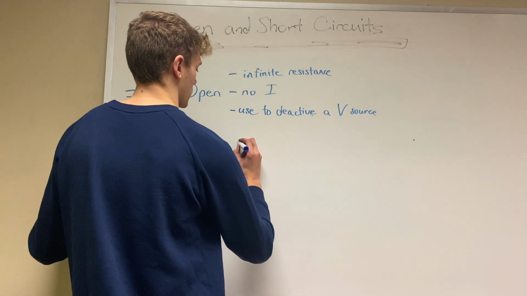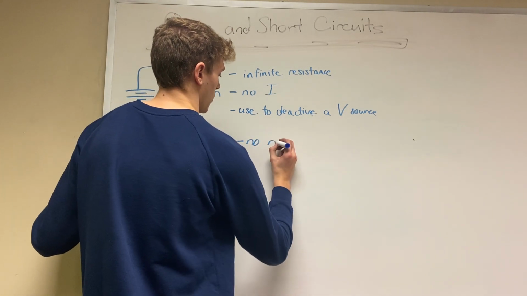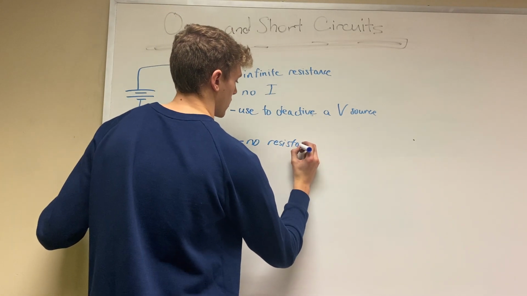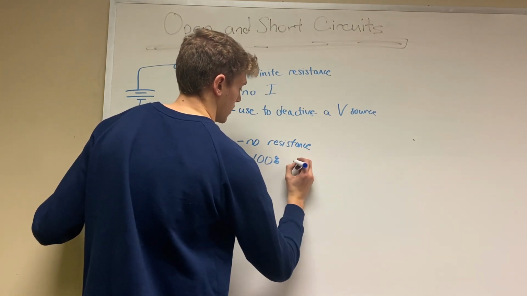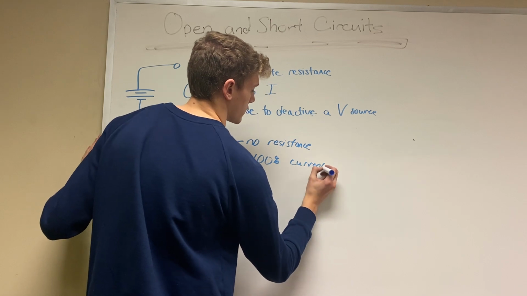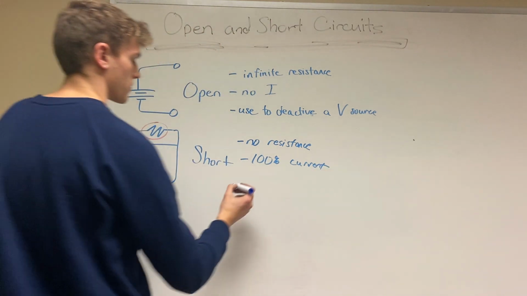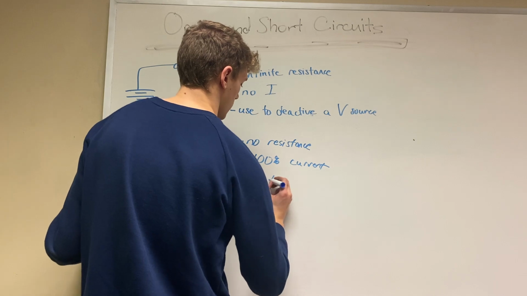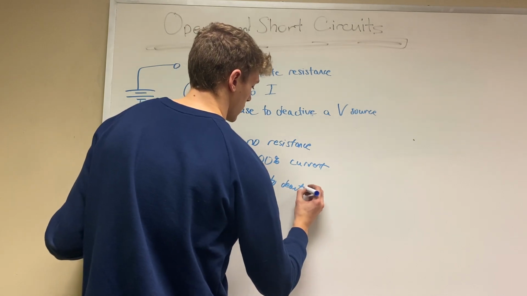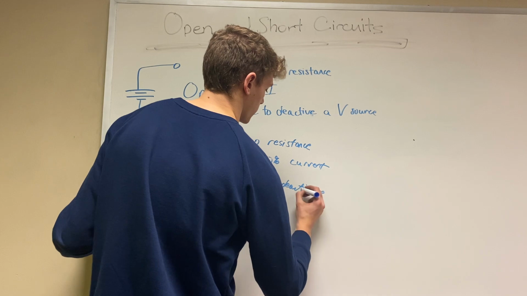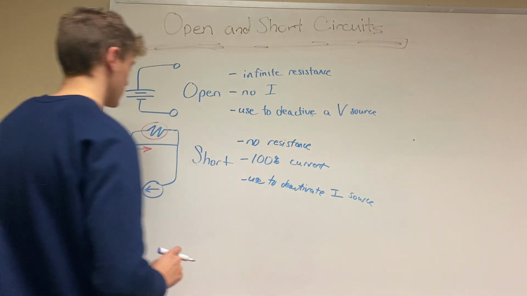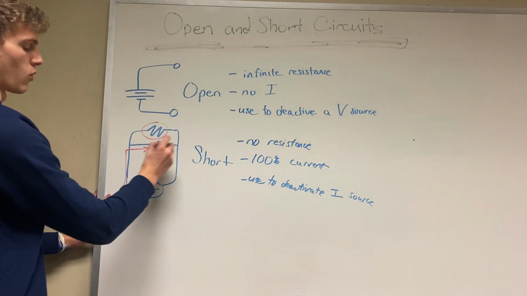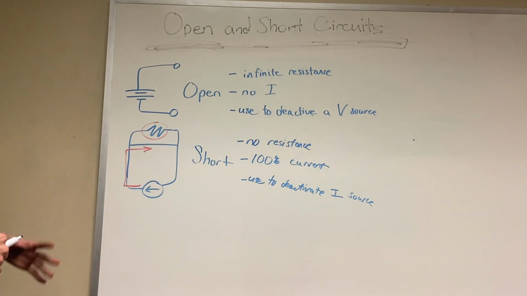So on a short circuit, there is no resistance, and it takes 100% of the current from any other type of source. So you use this to deactivate a current source. So in a current source, you can add another wire around it, and then that source is no longer able to have any current around it.